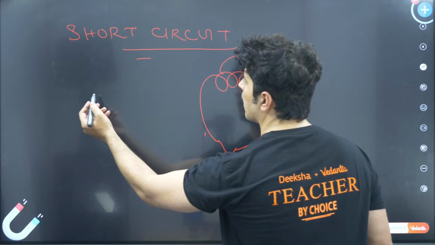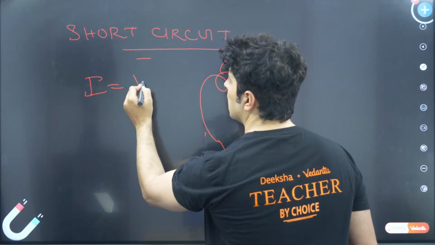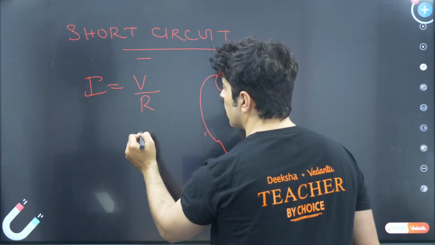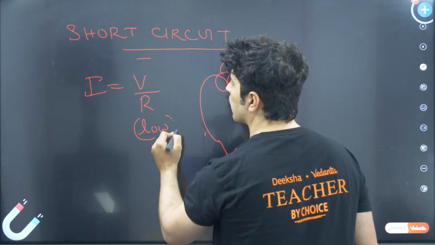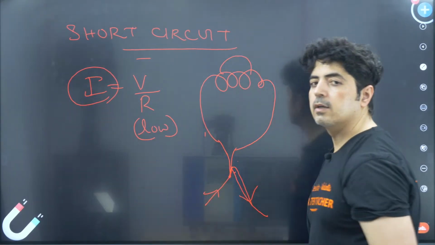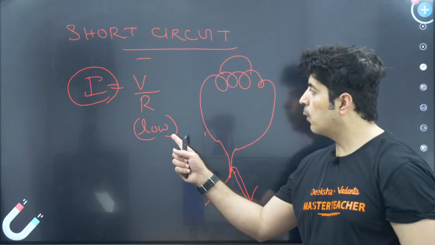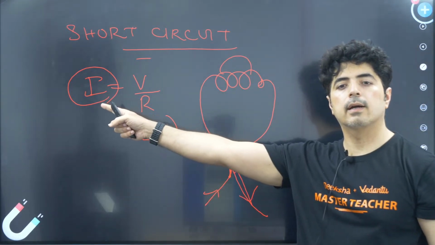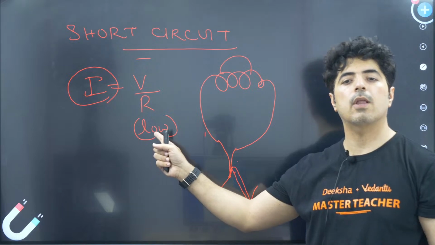We know the formula of current: I is equal to V by R. If R is low, what will happen to the current? The current will be very high. The lower the R is, the higher the current is, as you can see from this Ohm's law.